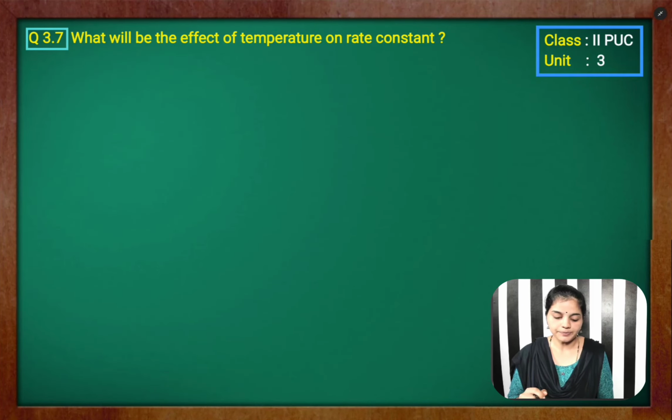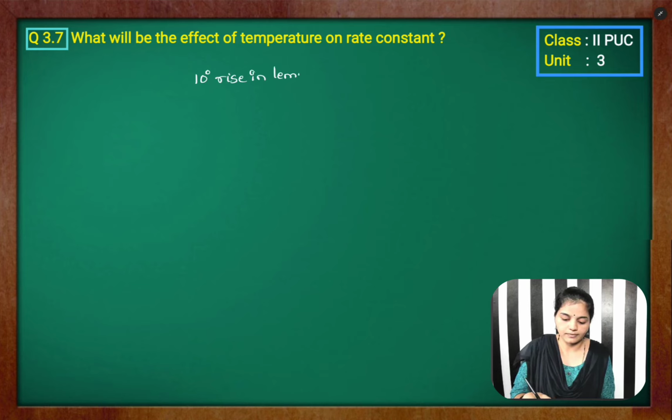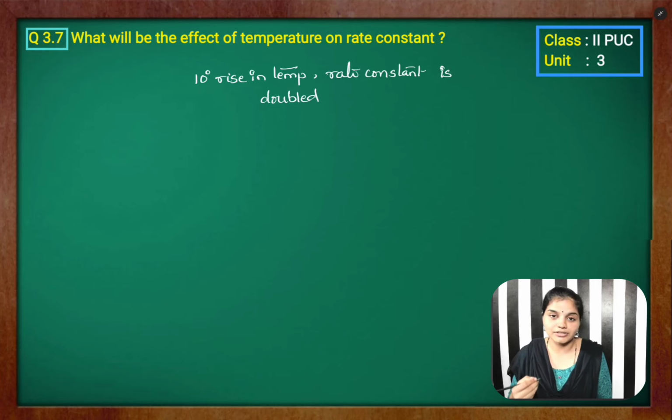Question number 3.7. What will be the effect of temperature on rate constant? So here you need to write the answer in a descriptive way. I'll just write down the points here. So we know that for every 10-degree rise in temperature, rate constant is doubled. So this is the effect of temperature on the rate constant. For every 10-degree rise in the temperature, rate constant of a reaction is doubled.